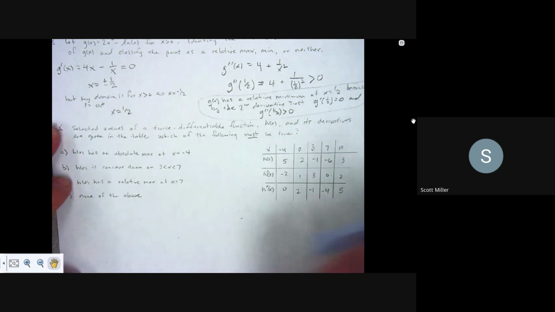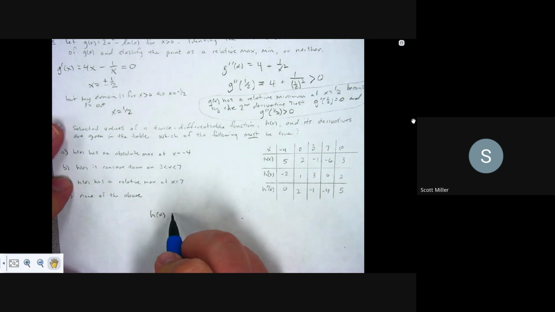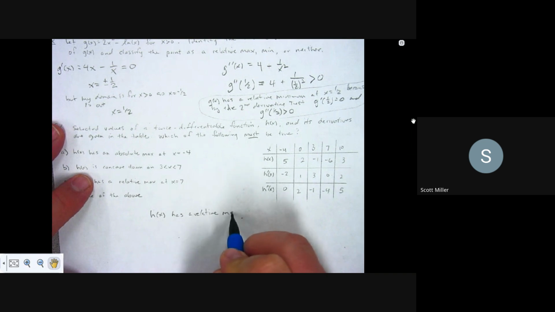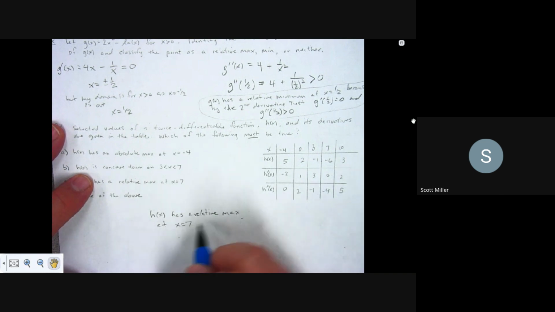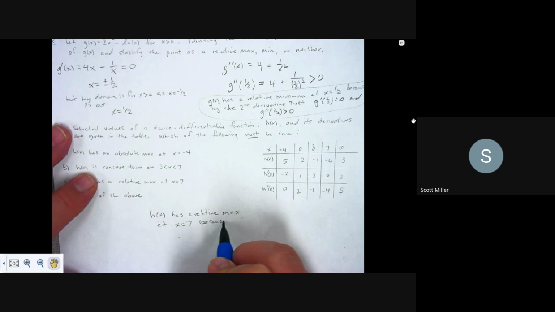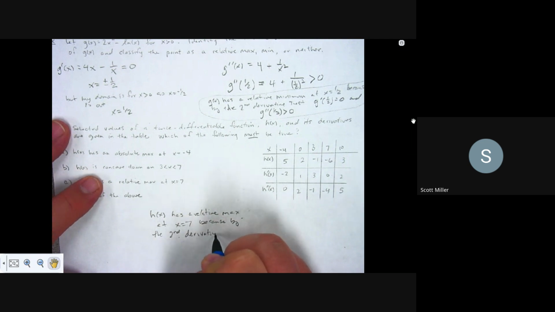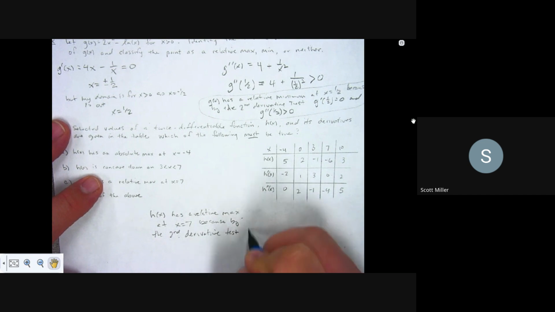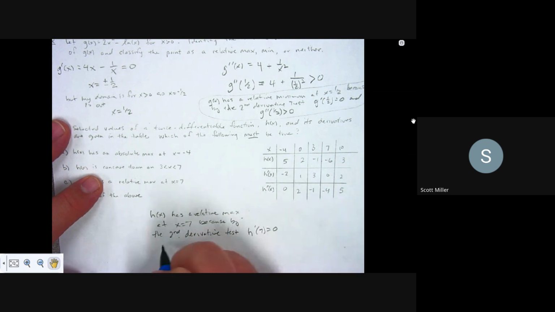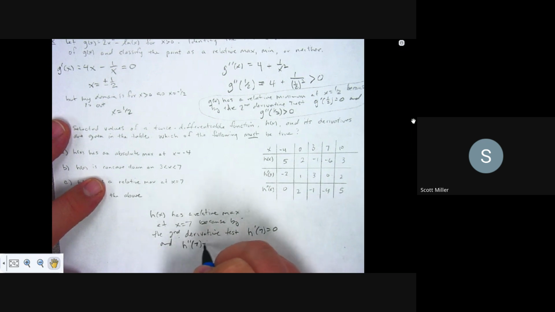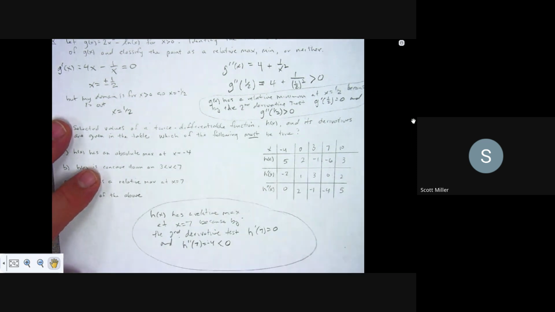It is answer C. h of x has a relative max at x equals 7 because by the second derivative test, h prime of 7 is 0, and h double prime at 7 is -4, which is less than 0. And that's the second derivative test.